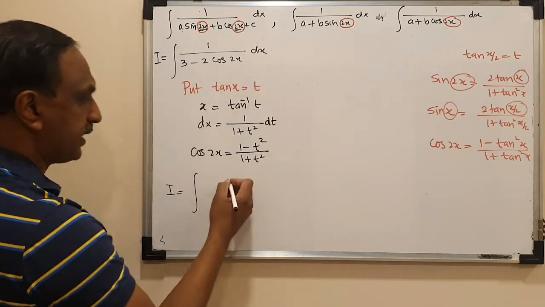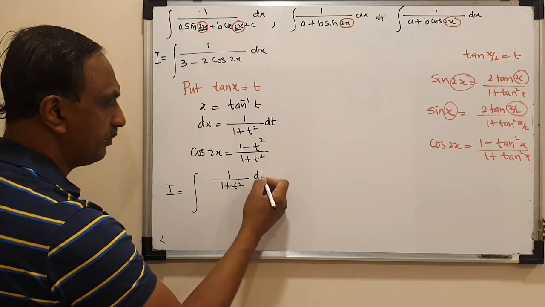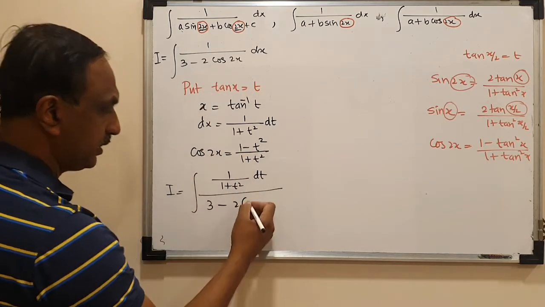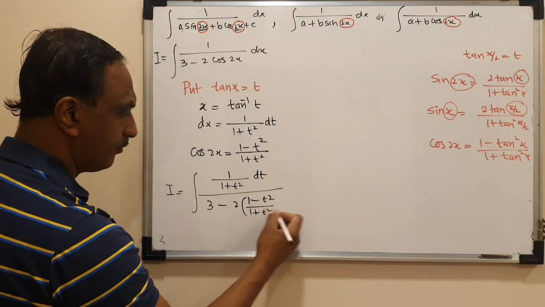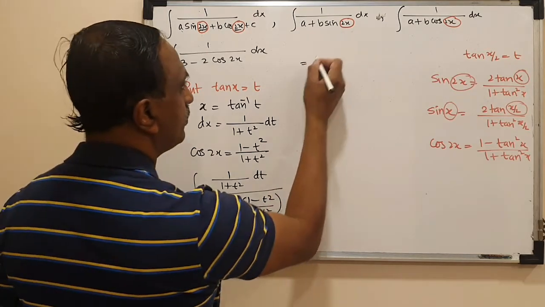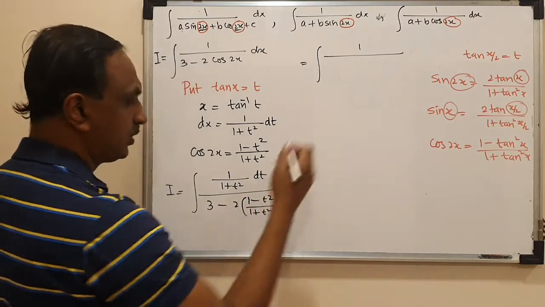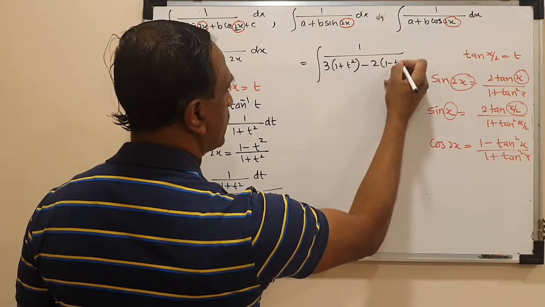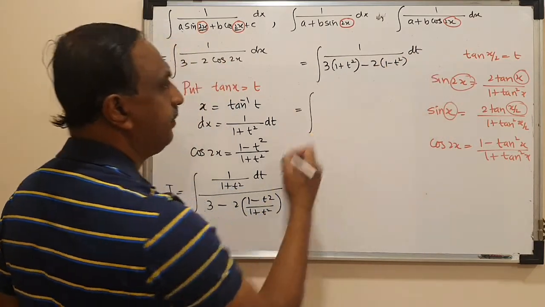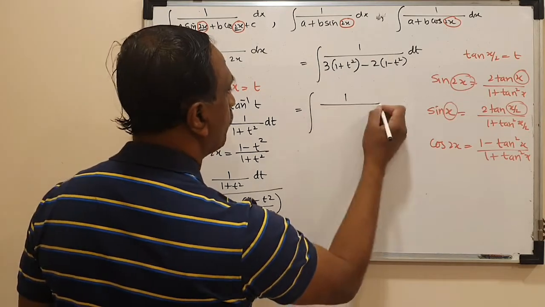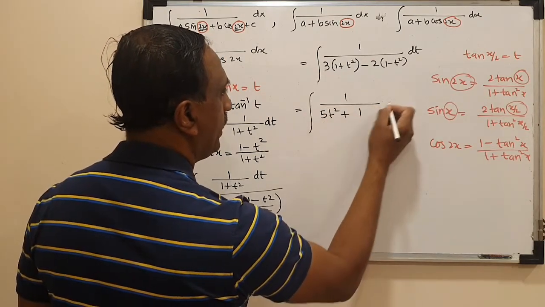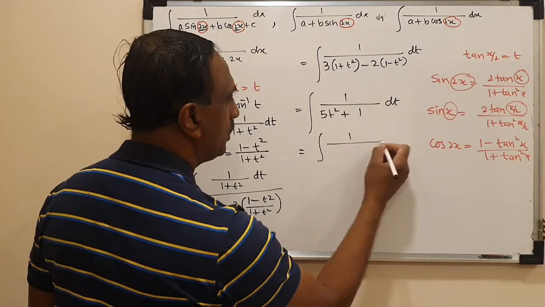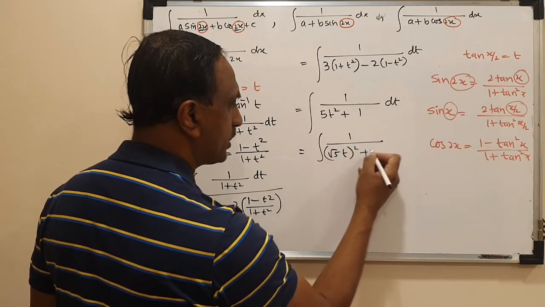1 dx, I can write as 1 upon (1 plus t square) into dt, divided by 3 minus 2 into, in place of cos 2x, I can write (1 minus t square) upon (1 plus t square). So when you take the LCM, 1 over 3 into (1 plus t square) minus 2 into (1 minus t square). This became 3t square plus 2t square, so 1 upon 5t square plus 1 into dt. 3 minus 2 gives you 1. So I can write now this as 1 upon (root 5 t the whole square) plus 1 square dt.